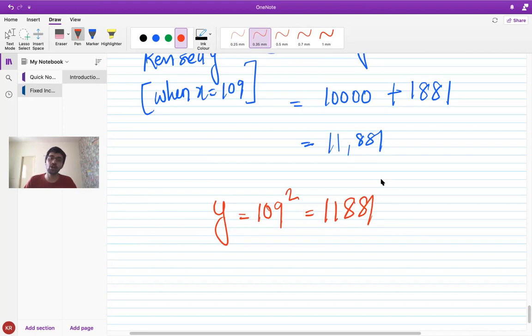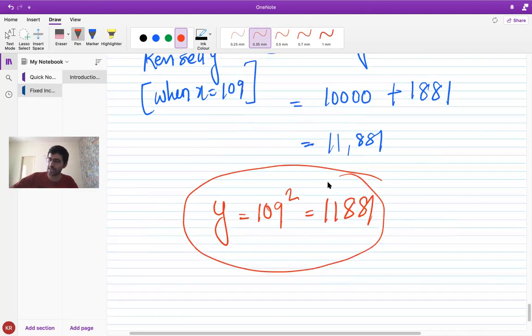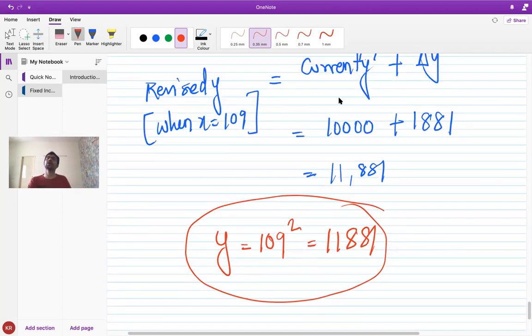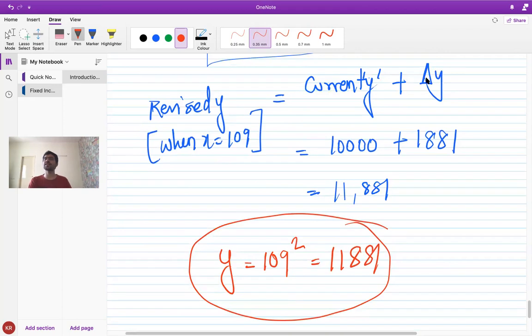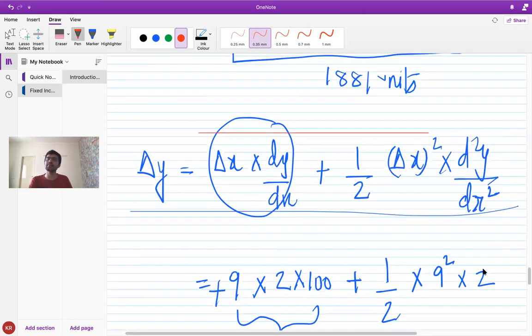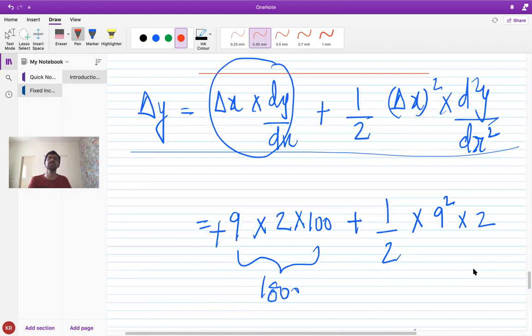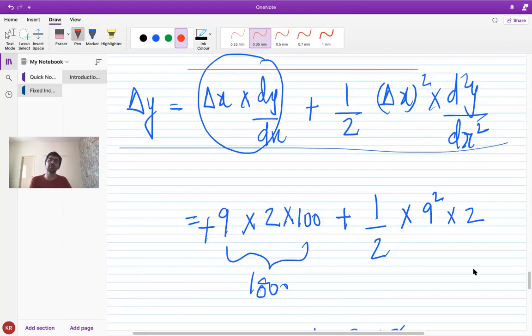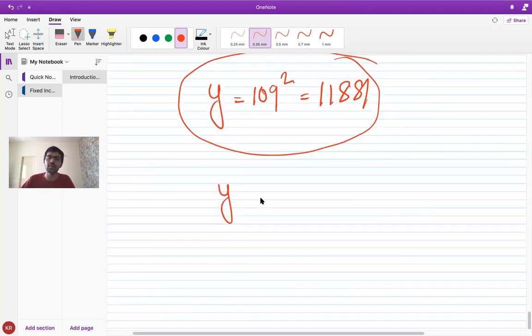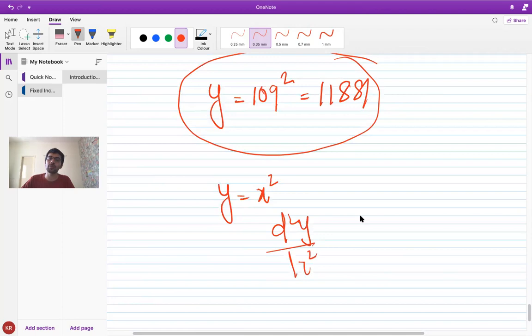Therefore, if I do not want to re-put the formula of y equal to x square, what I can actually do is calculate the current value of y plus change in y, where the change in y is being measured using this formula. The only thing is it is exactly matching over here because we took an equation which has a degree of 2. Our equation was y equal to x square, and therefore the second differentiation d square y by dx square actually turned out to be a constant.